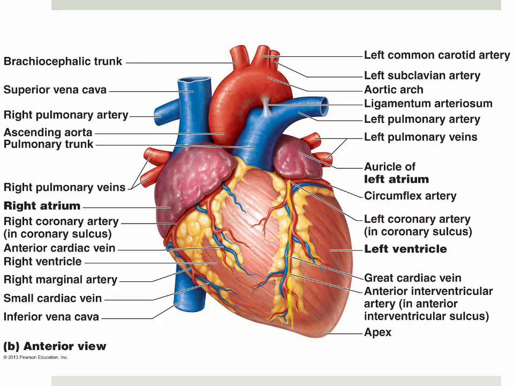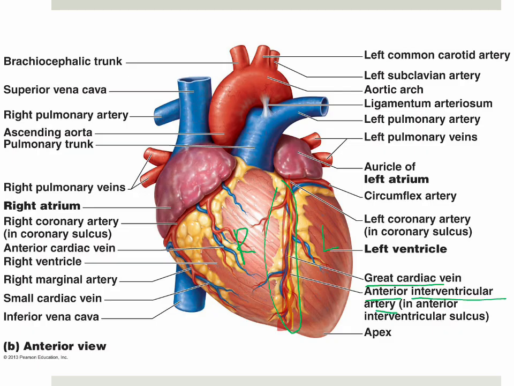Let's use a different color. So you guys will see the interventricular sulci here. On the right side, you're going to see the right ventricle and the left ventricle. And in this sulcus, you're going to have the great cardiac vein, but also the anterior interventricular artery, right?